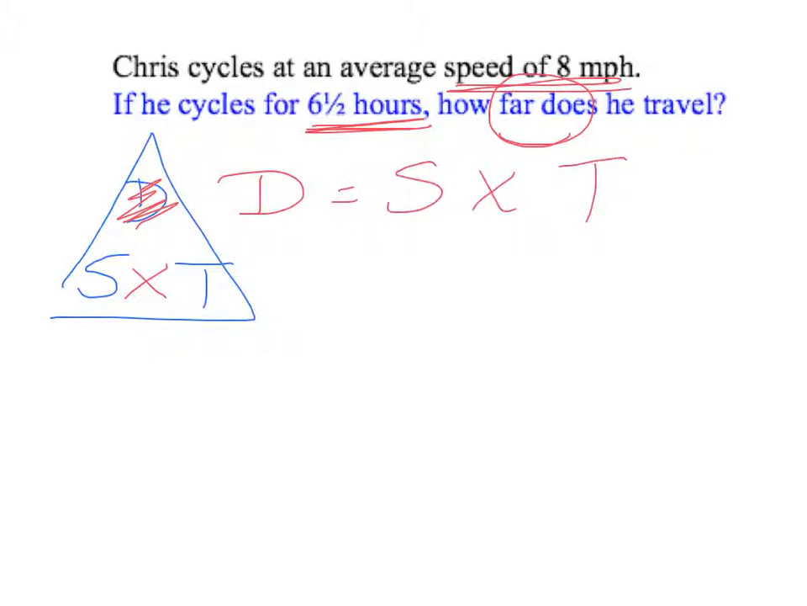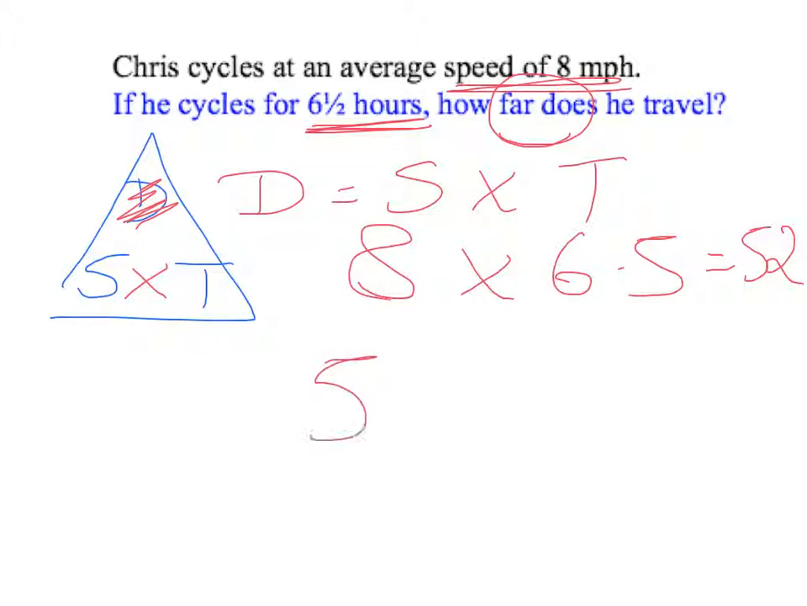So the speed is 8 miles per hour and the time is 6.5 hours. So 8 times 6.5, well 8 times 6 is 48. 8 halves is 4, so that's going to give me 52. Okay, and it's distance, so I need a unit that I would measure distances, and because it's miles per hour, it would be miles. So it's 52 miles.